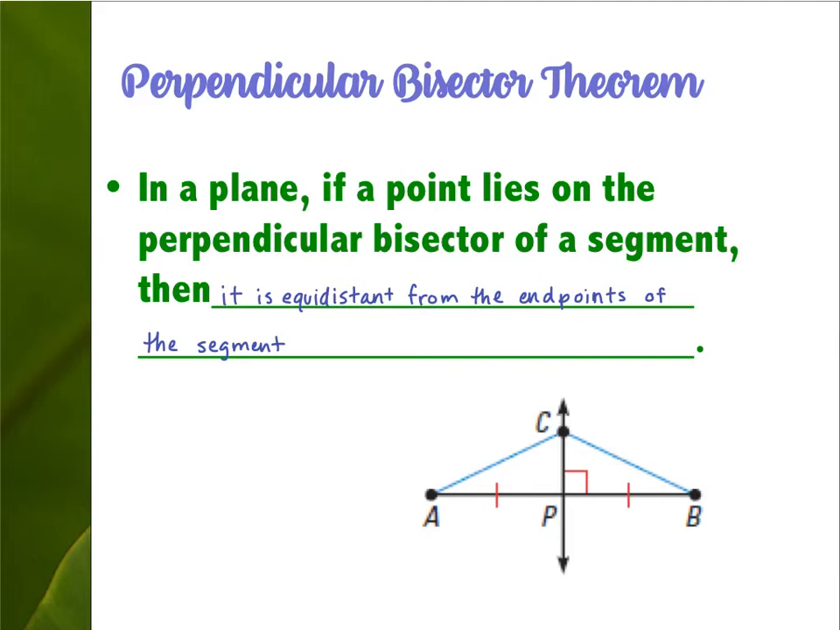So the perpendicular bisector theorem states, in a plane, if a point lies on the perpendicular bisector of a segment, then it is equidistant from the endpoints of the segment. So here we have point C that lies on the perpendicular bisector CP. Point C, since it's on the perpendicular bisector, is equidistant from point A and from point B. So it's equidistant from the endpoints of the segment that it's cutting in half.